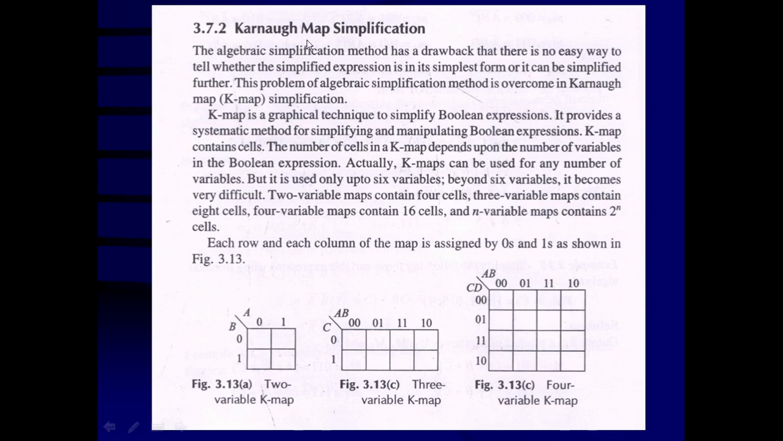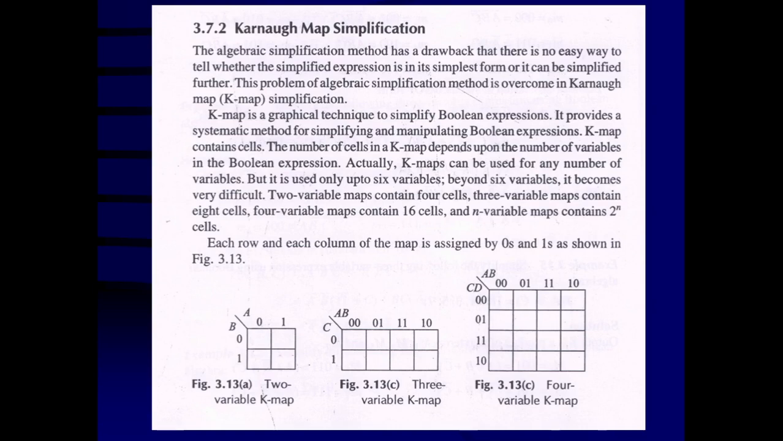3.72 is nothing but the Carnot map simplification. So using Carnot map also, the complicated Boolean expression can be simplified. What was the drawback in algebraic simplification? Algebraic simplification was one of the simple methods to simplify the Boolean expression. But whatever simple equation we have obtained, is it the simplest form or not, that we cannot say, and whether it can be further simplified or not, that also we are not sure. That is the drawback of the algebraic simplification method.